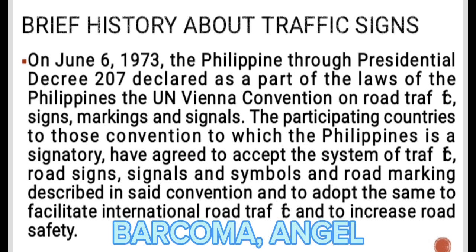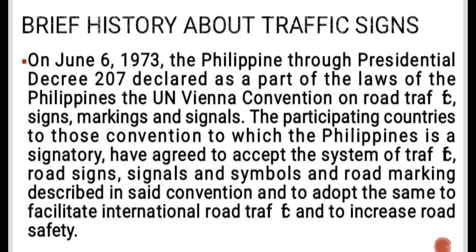On June 6, 1973, the Philippine Presidential Decree 207 declared as a part of the law of the Philippines the UN Vienna Convention on Road Traffic Signs, Markings, and Signals. The participating countries to the convention to which the Philippines is a signatory have agreed to accept the system of traffic, road signs, signals, and symbols, and road markings described in said convention, and to adopt the same to facilitate international road traffic and to increase road safety.